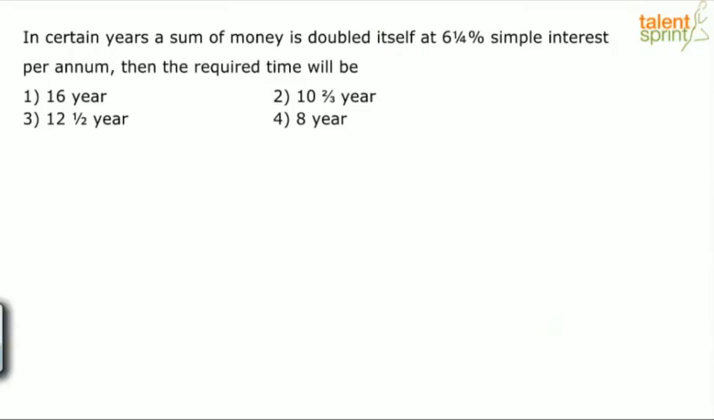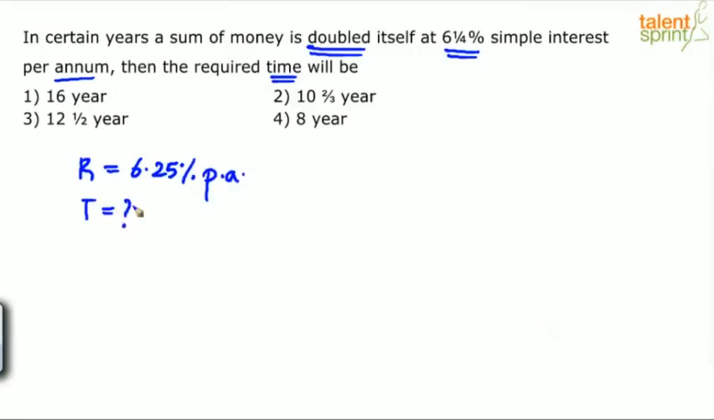Next question. This is from simple and compound interest. The question says, in certain years, a sum of money is doubled itself at 6 1/4% simple interest per annum. Then the required time will be. So basically, the rate of interest is given as 6.25% per annum. He's asking us to find the time T. T is equal to what?